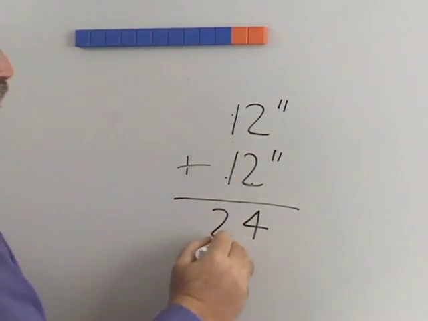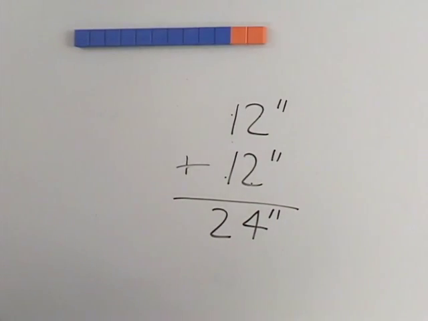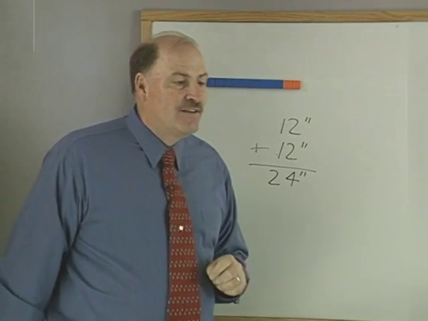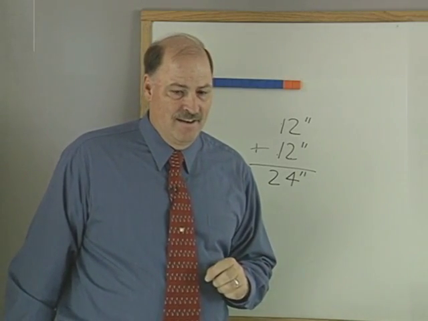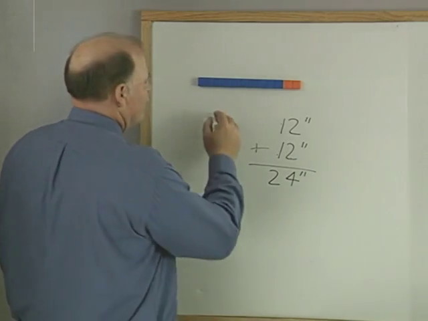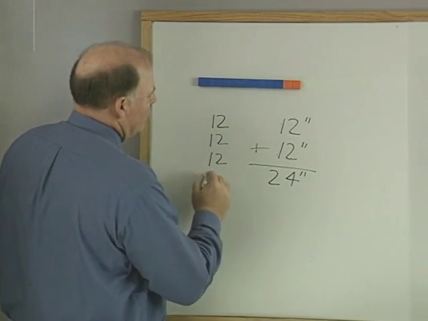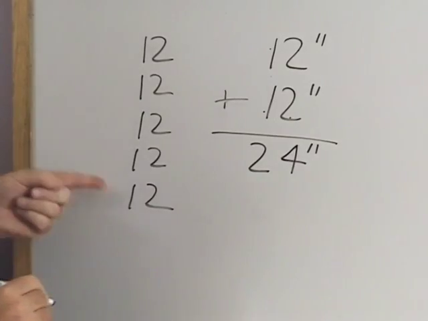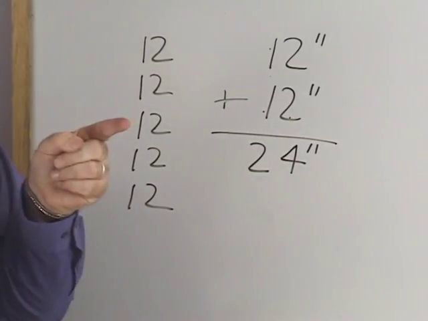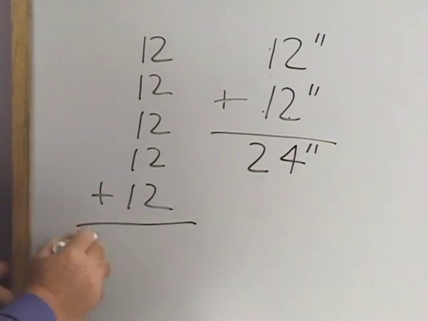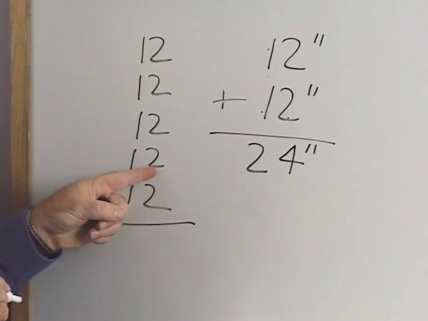There are 24 inches in 2 feet. How many inches in 5 feet? 60. Let's try it. 12, 12, 12, 12, 12, because that's 1, 2, 3, 4, 5 feet, right? Now let's add it up. What's 2 plus 2? 4.